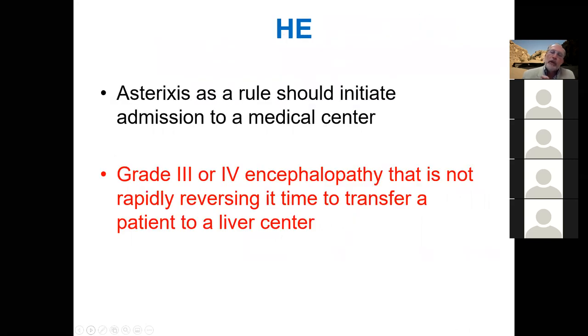Asterixis is key, but if you have a grade 3 or grade 4, they should be in an ICU or transferred to a liver center or a liver transplant center if they're a liver transplant candidate. Part of our agenda, our curriculum this year, is we'll have a separate talk on who's a candidate for a liver transplant. And if we get our dream move forward, we'll have a much more formal liver management service at St. Agnes, which is in process.